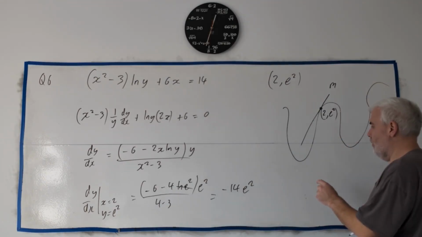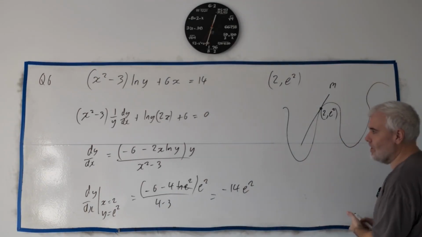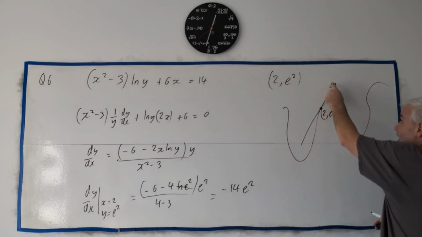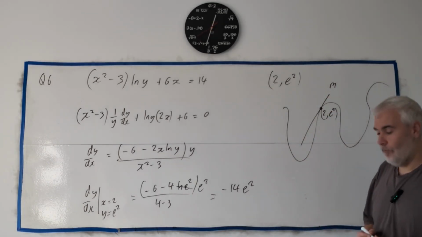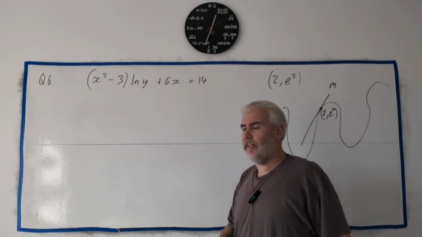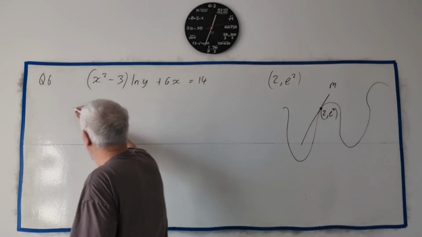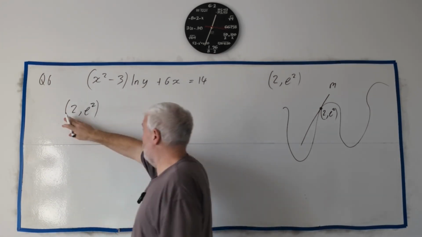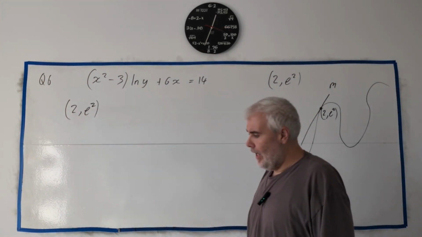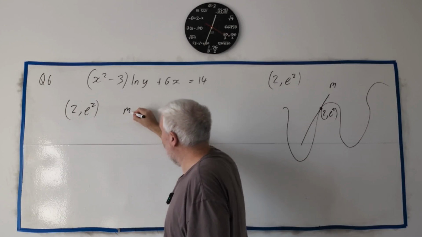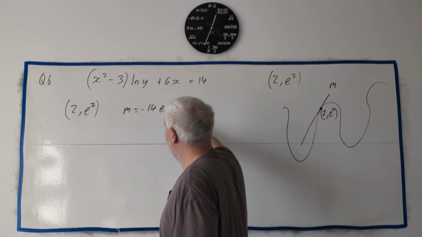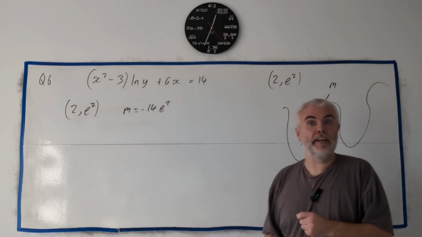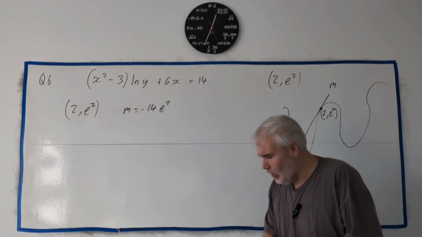Right, let me clear this off. I don't want to use this tiny space here. I still need to get the equation of this line here. Now, I don't want you to overthink the end of this question. Really, all we have is a point, 2, e squared, and then we have a slope. m is equal to minus 14 e squared. They want you to find the line. That's it. The same as we've always done.